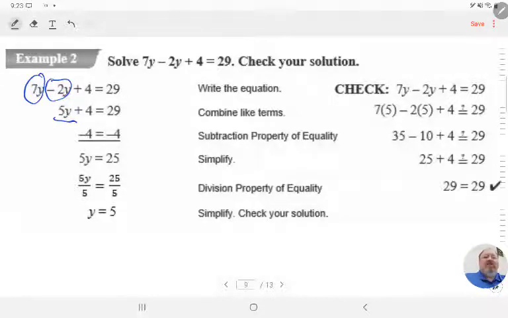Now I work it just like I've been working the problems. I would subtract 4 from both sides, and that gives me 5y equals 25. I then divide both sides by 5, and y equals 5.